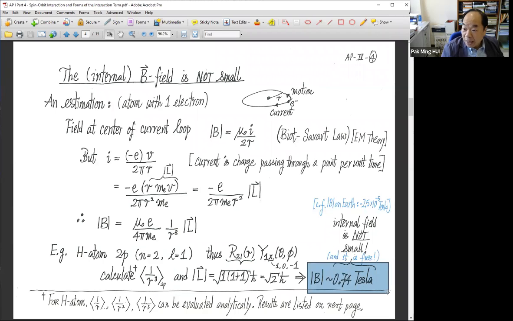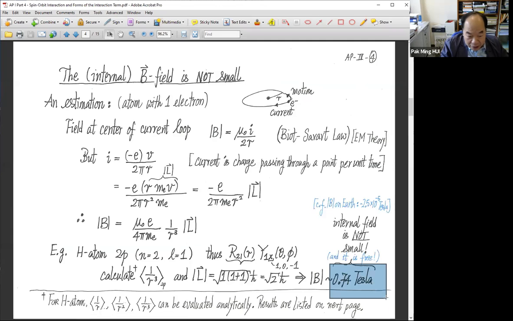So it's pretty big. At least it's not small. We are not talking about Gauss, the Earth's magnetic field, that kind of thing. It is 10,000 times that. So even without an external magnet, this p-state orbital motion could lead to something like a 1 Tesla magnetic field. So it's not small. We should take this into account. That's the story.